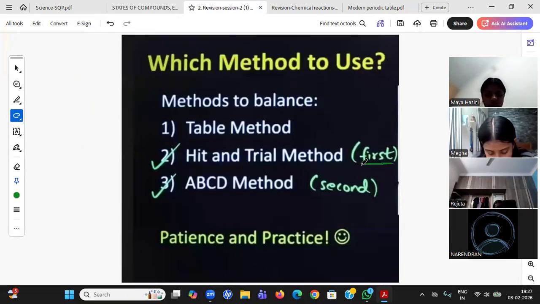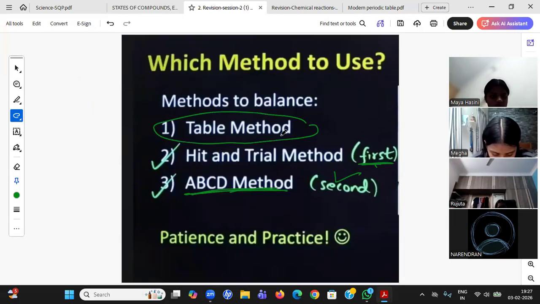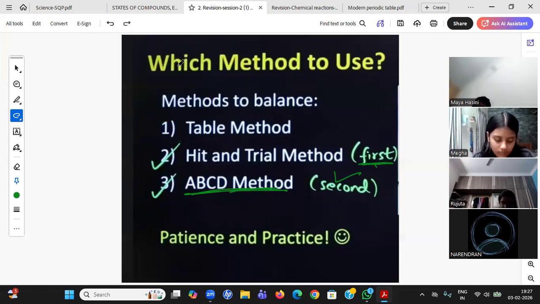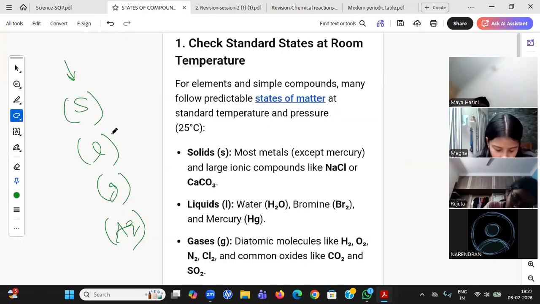These are the three methods. Give the first priority to the hit and trial method. Second priority is the ABCD method. The table method, if you are comfortable, I'm not stopping you, go ahead. But again there are many things you should cancel and rephrase. So that's up to you. But sir, how to find which state it is? For that, I have made the notes.